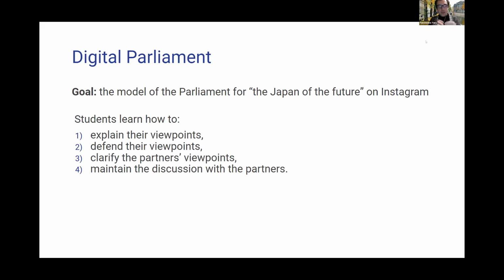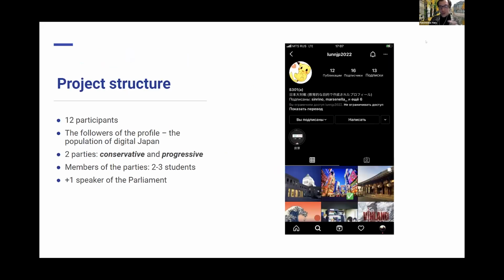Very quickly, I would like to comment on these two projects. The first project was a digital parliament. We set a goal to make a model of the parliament for the Japan of the future on Instagram. So we created a special profile on Instagram, and every follower was considered a citizen of this country. During each session of the parliament, we created two parties, a conservative party and a progressive party.